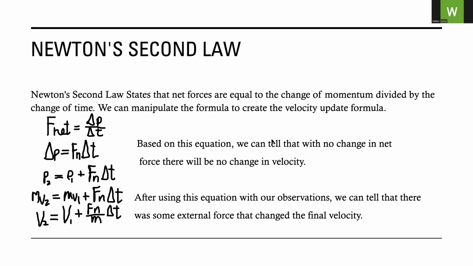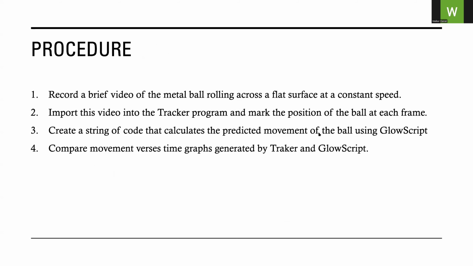Based on this equation, we can tell that with no change in net force, so if net force equals 0, there will be no change in velocity, and the ball will be moving at a constant speed. There should be no change of velocity. And after using this equation with our observations, we can tell that there has to be some external forces because the velocity changed.